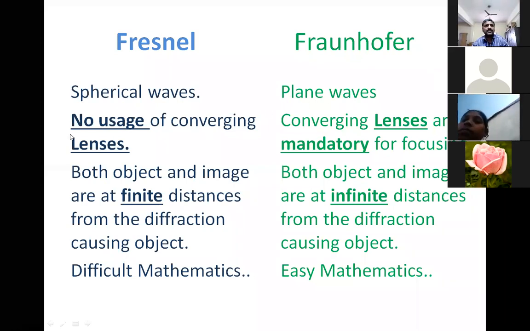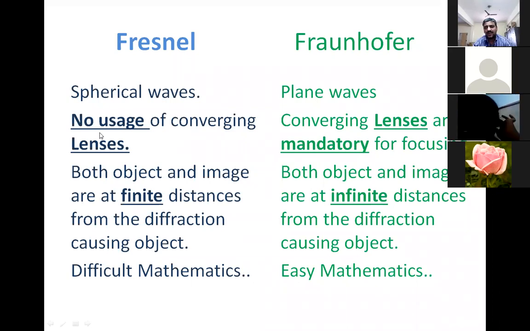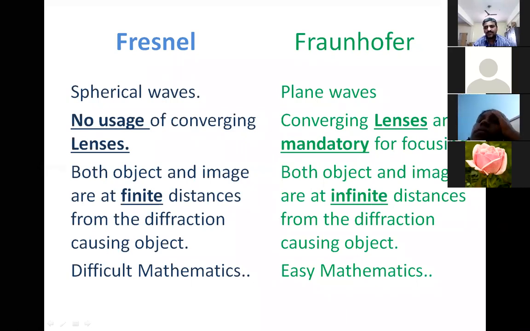And similarly, no usage of converging lenses in Fresnel's class. As I mentioned, we already have spherical waves. So if spherical waves are already there, there is no need of any further converging. So no need of any lenses in the case of Fresnel's class. Whereas in Fraunhofer's class, as I already mentioned, they are plane waves. And if you want to focus the plane waves onto a screen, then definitely you need a converging lens, something like a biconvex lens, right? So converging lenses are compulsory in the case of Fraunhofer class, whereas in Fresnel's class, no lenses are required.